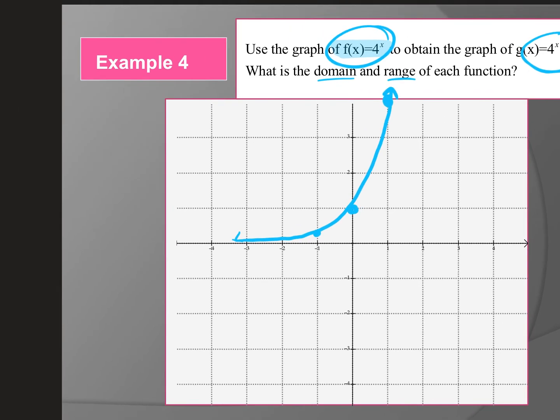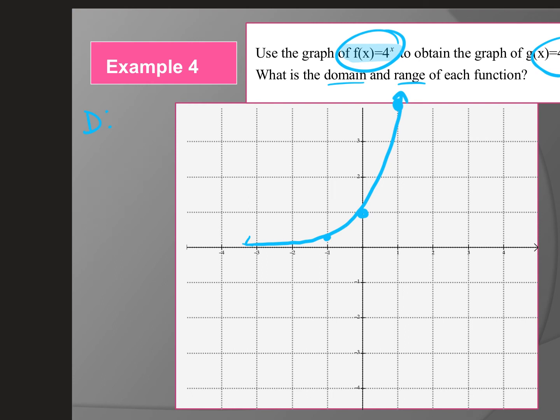Our domain and range of this function, domain would be all real numbers, so -infinity to infinity. And then the range, we don't have a shift up or down, so that would just be from 0 to infinity. So the range would only change if you had a shift up or down.